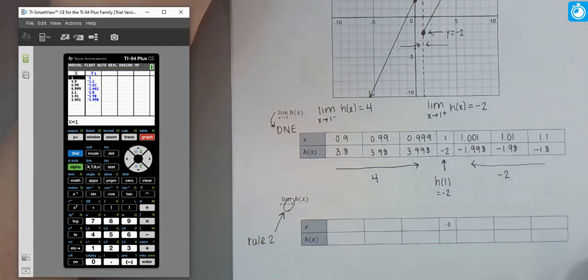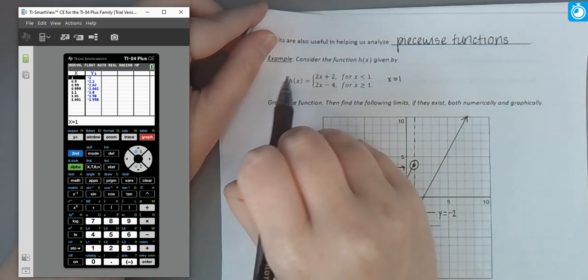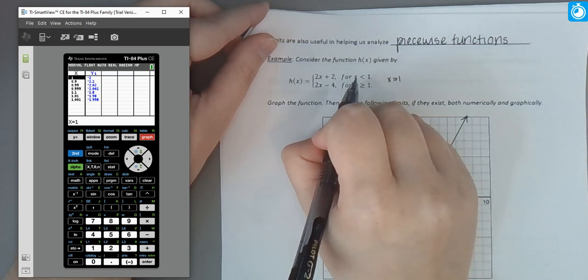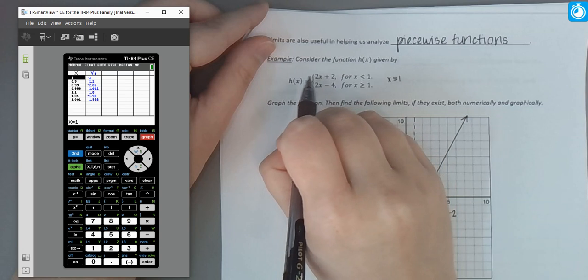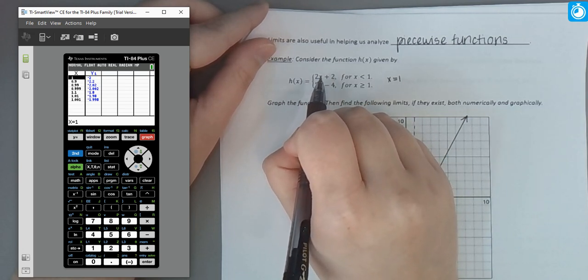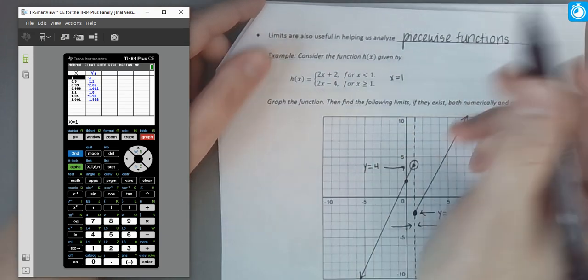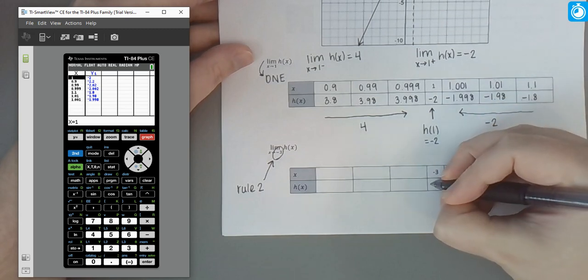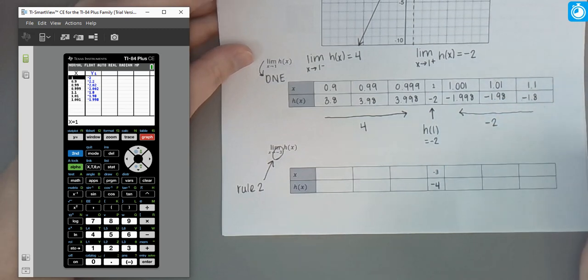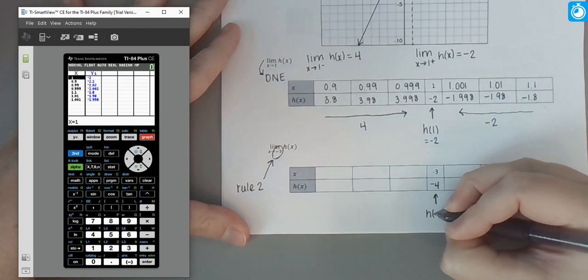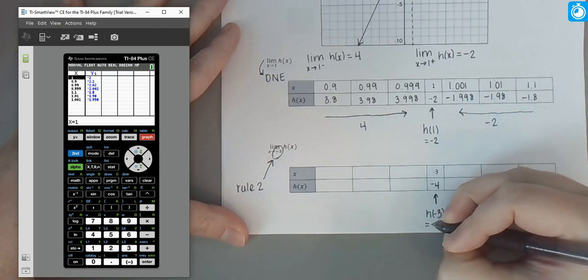Now what happens specifically at negative 3 itself? Well, we can actually just plug it in and probably do it mentally. So x is less than 1, negative 3 is less than 1, which means we're using rule 1 to evaluate it. So 2 times negative 3 would be negative 6, and negative 6 plus 2 would be negative 4. So there at negative 3, the associated y value would be negative 4. This corresponds to h of negative 3 being equal to negative 4.